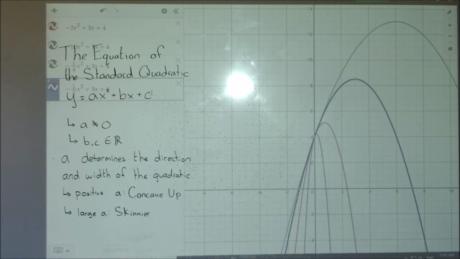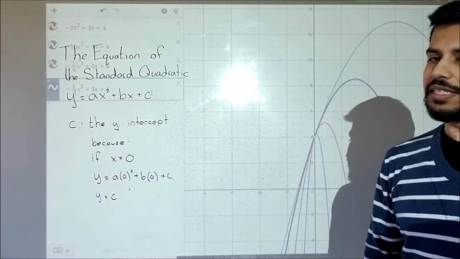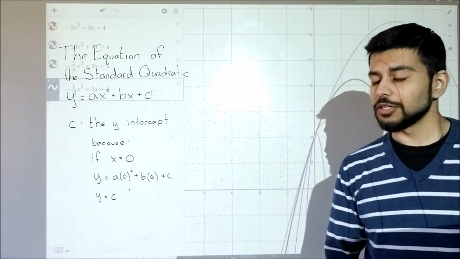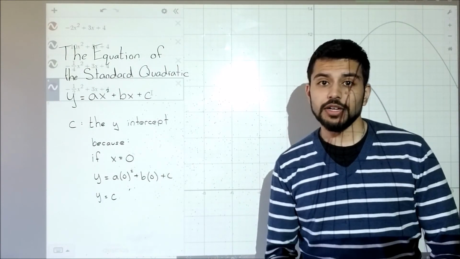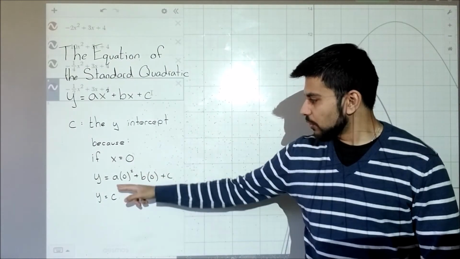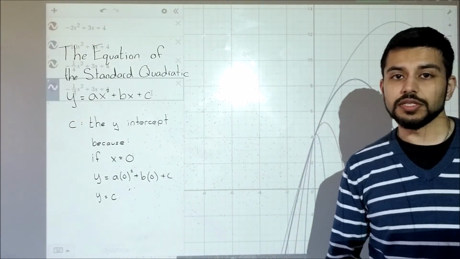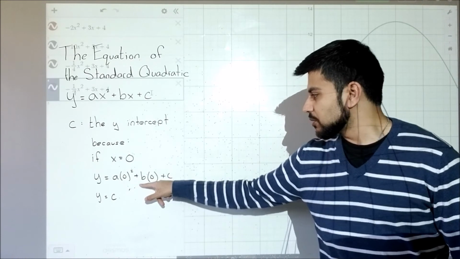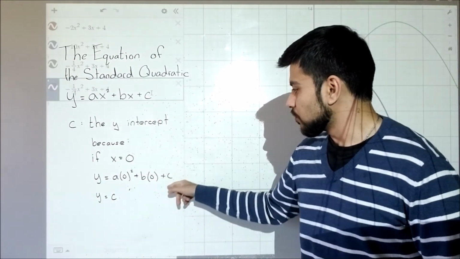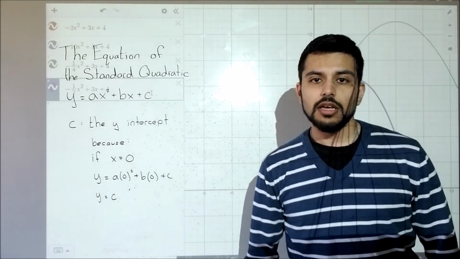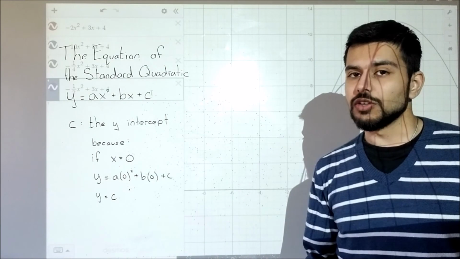Now, another value that might be of interest to us is the c value. That's going to be our y-intercept. That's because if x was equal to 0, that's where we would find our y-intercept. If x was equal to 0, you end up getting a times 0 squared plus b times 0 plus c. Well, the a times 0 squared and the b times 0 cancel out because it's times 0, and you're just left with y equals c. So no matter which equation you have, your y-intercept will always be your c value.